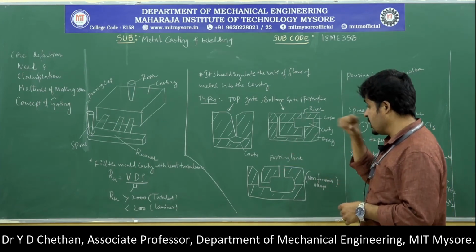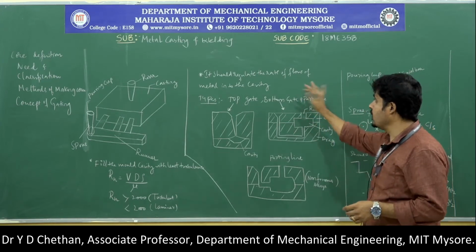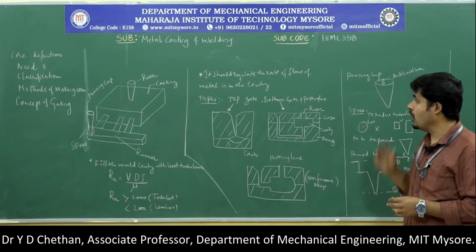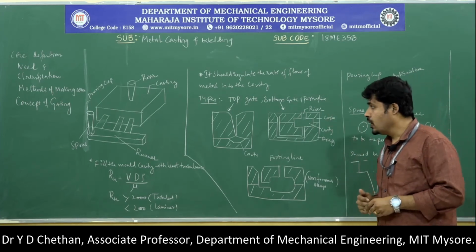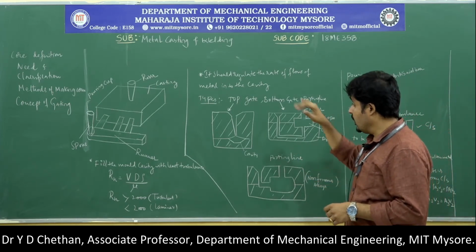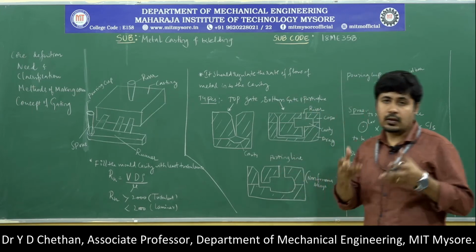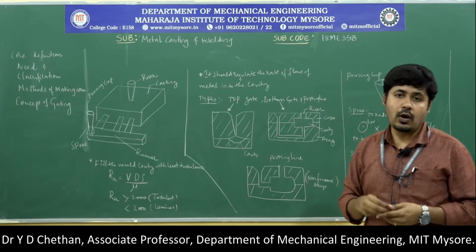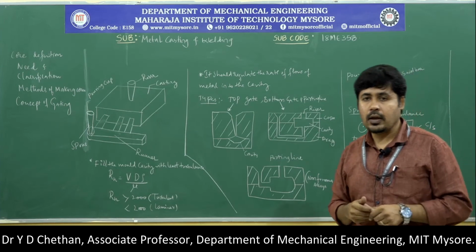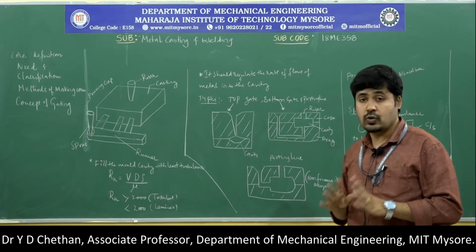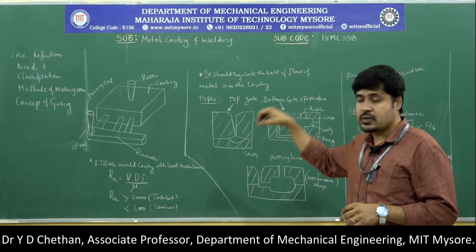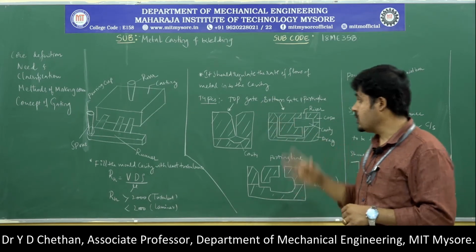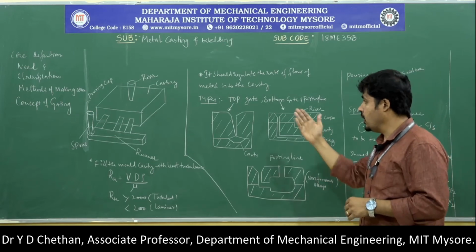Then the next requirement is that it should regulate the rate of flow of metal into the cavity. That is the second requirement of the gating system. Then, whenever you pour the hot molten liquid into the gating system, it should not erode the cavity or the channels or the elements associated with the gating system. This is the third requirement of the gating system.